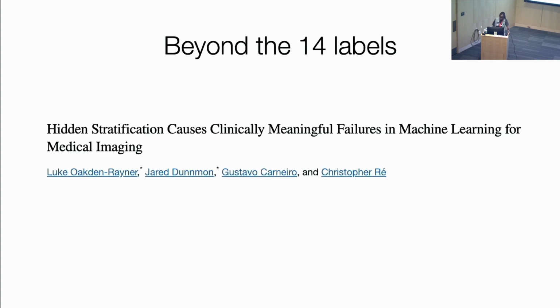Trying to wrap up so we can go get our picture. There's something beyond the 14 labels, and there's this work done by Lauren. She's just an amazing researcher. You should read about her work. It's about hidden stratification, which causes failures in machine learning.